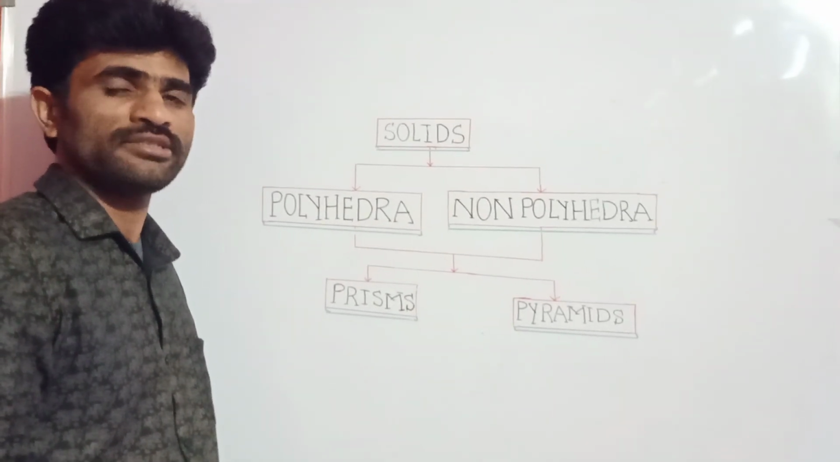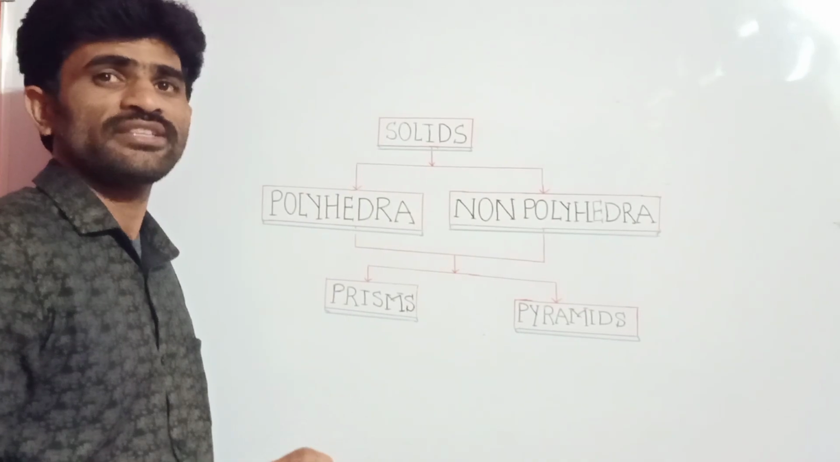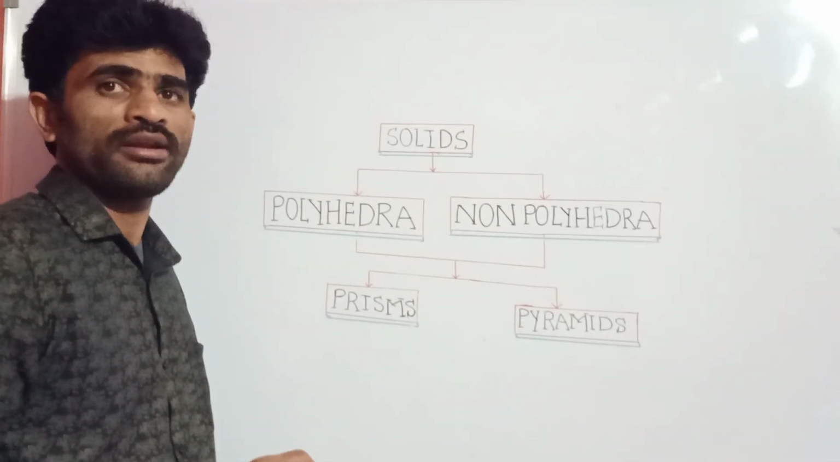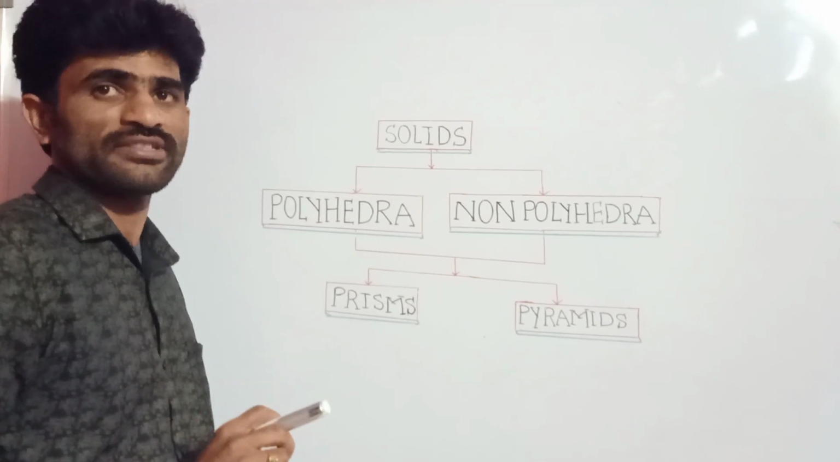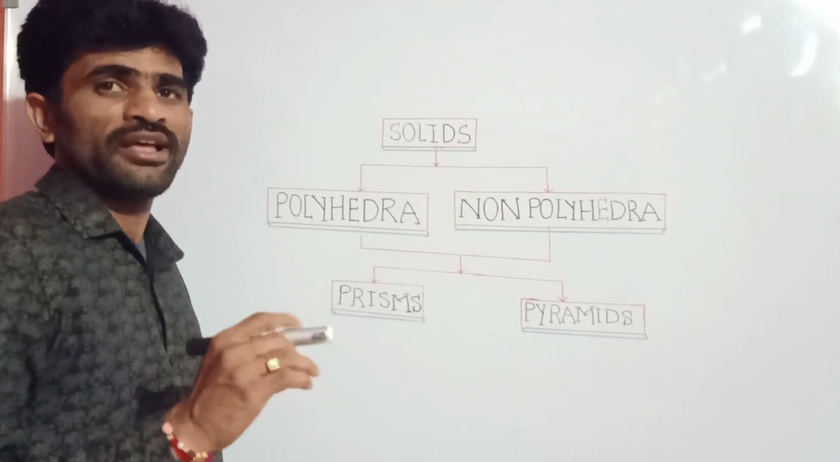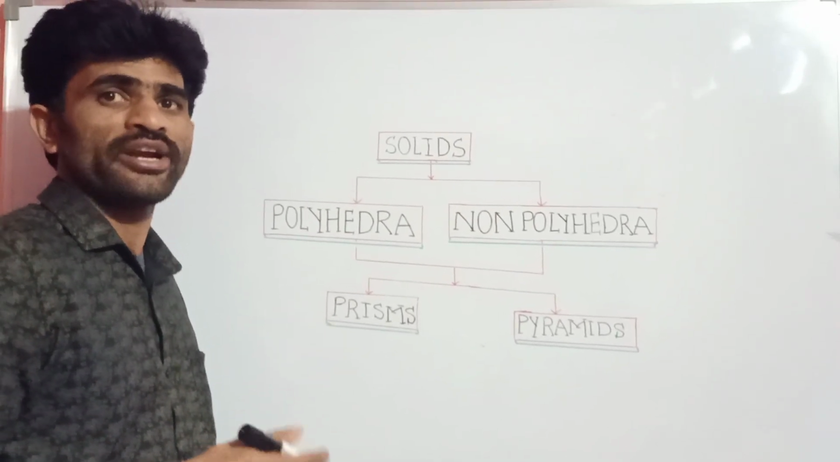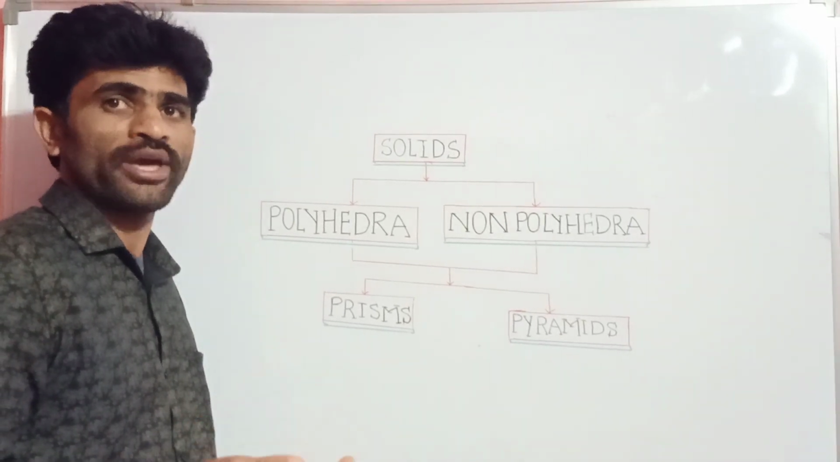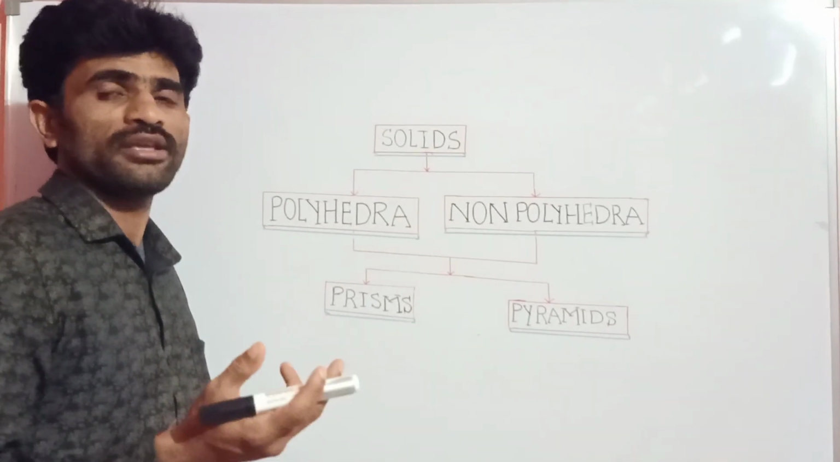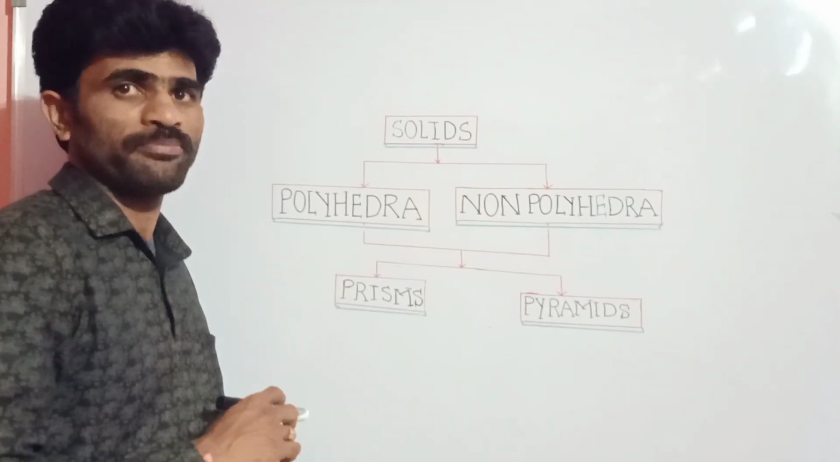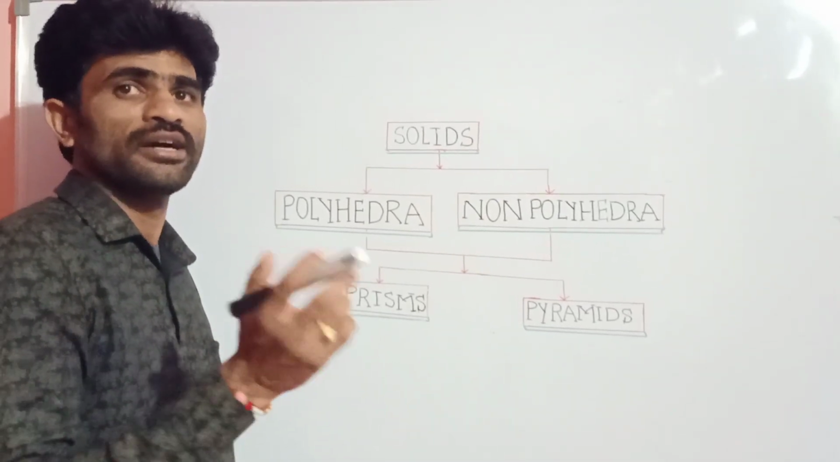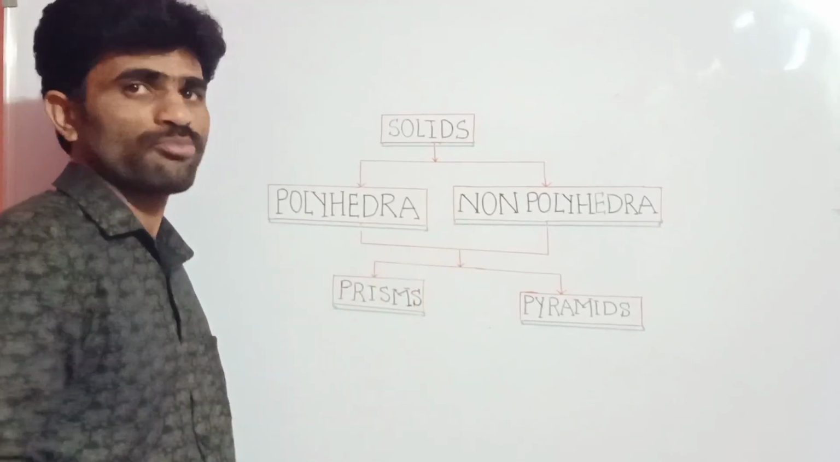Polyhedra are the solids in which all the surfaces of the solids are polygonal surfaces. Polygonal means that surface can be a triangle or it can be a rectangle or it can be a square. If all the surfaces are polygons, we call it a polyhedra. If all the surfaces are curved, then we call it a non-polyhedra.